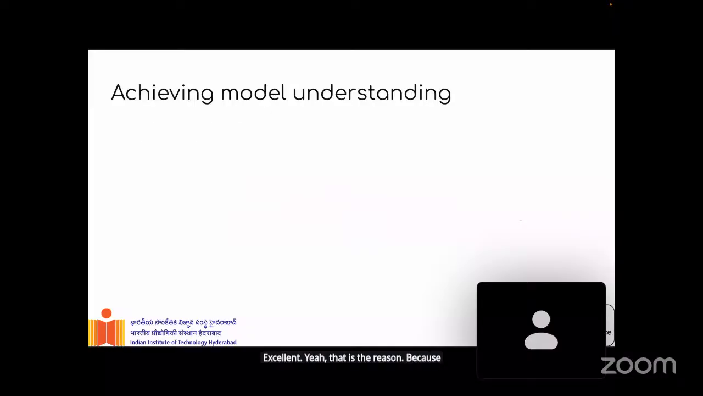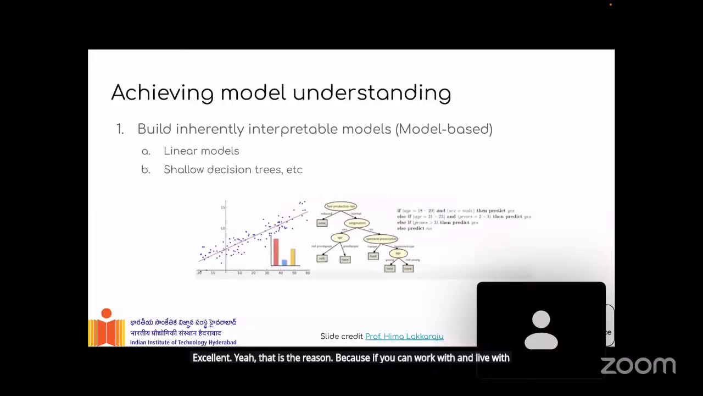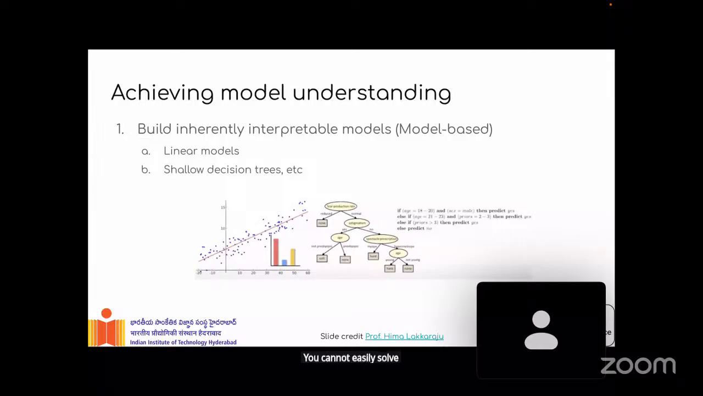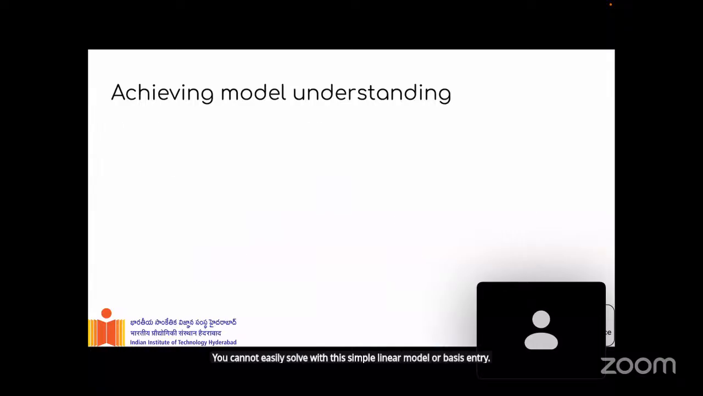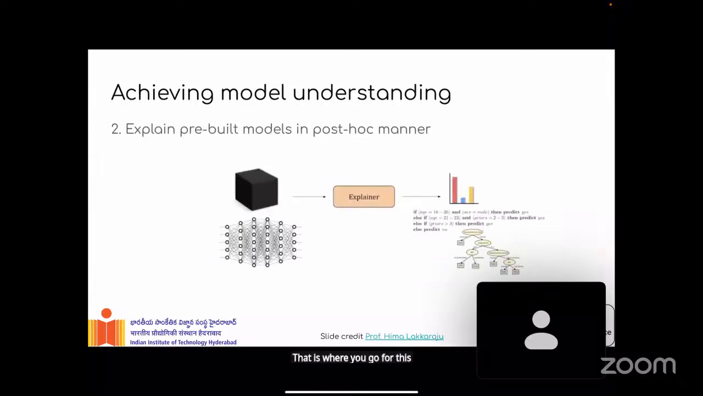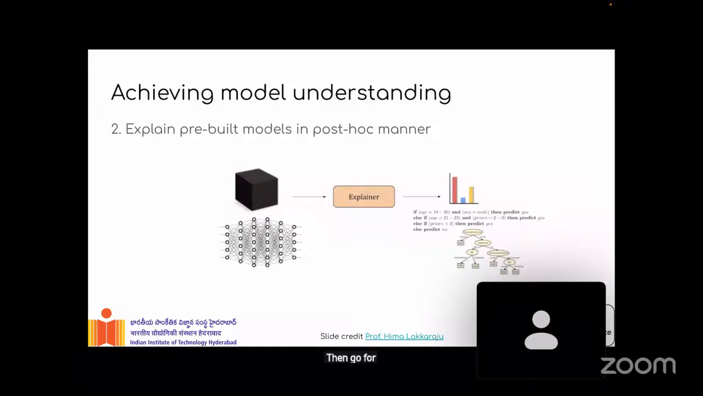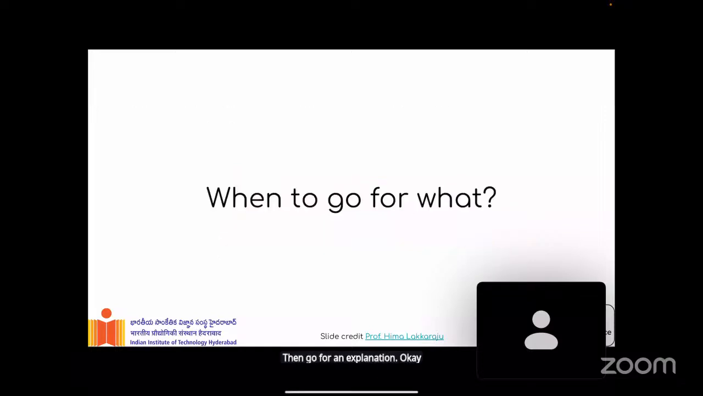Because if you can live with this accuracy, you can go for an inherently explainable model. But often our data, our problem is complex. You cannot easily solve it with a simple linear model or decision tree. That is why you go for this approach. You train the complex model, get the desired accuracy, then go for an explanation.